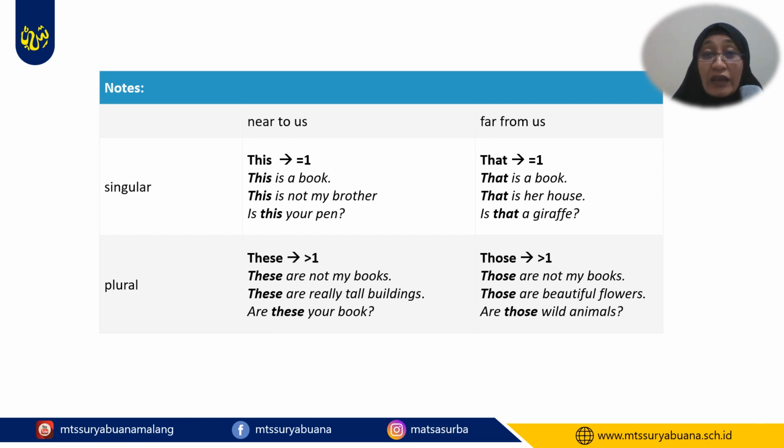Okay, and if the subject is far from us, we can say, that is a book. That is her house. Is that a giraffe? Okay, and for plural, when the subject is near to us, we can use these. These are not my books. These are really tall buildings. Are these your books? Okay, and if the subject is far from us, we can use those. Those are not my books. Those are beautiful flowers. Are those wild animals?